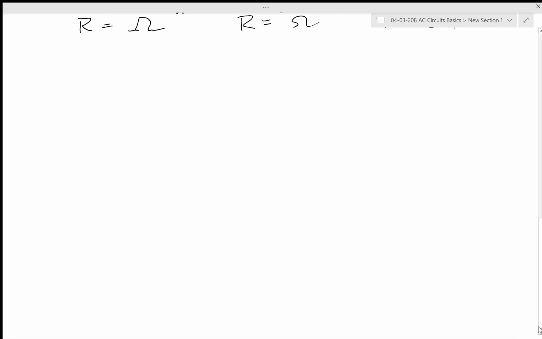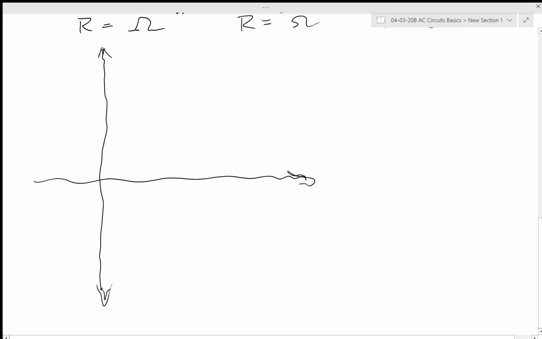stuff one more time about leading and lagging and impedance, because I'm about to go straight into ELI the ICEman and why we use it. And no, I can't write very straight, I'm sorry. This is the real axis. This is the J, or imaginary axis. This is the positive J axis. This is the negative J axis.